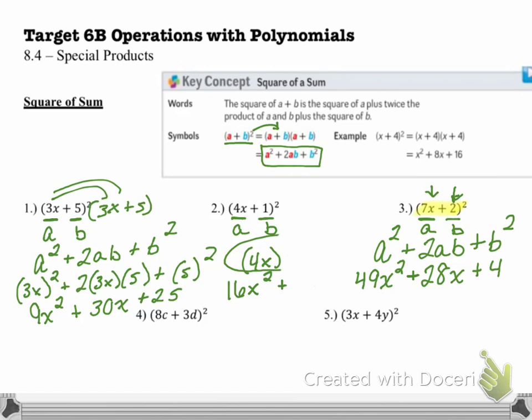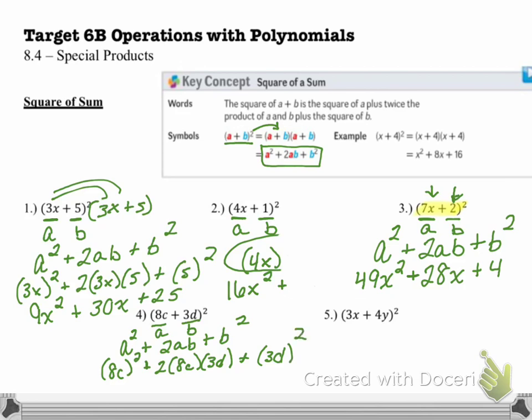It's a little different with numbers 4 and 5 just because they have extra variables, but it works the same way. Here's my a value, here's my b value, and I'll write in my formula a squared plus 2ab plus b squared. Because it has two variables, maybe I want to substitute and show my work. So I've got 8c squared plus 2 times 8c times 3d plus, and then my b value is 3d, and I'll square that.